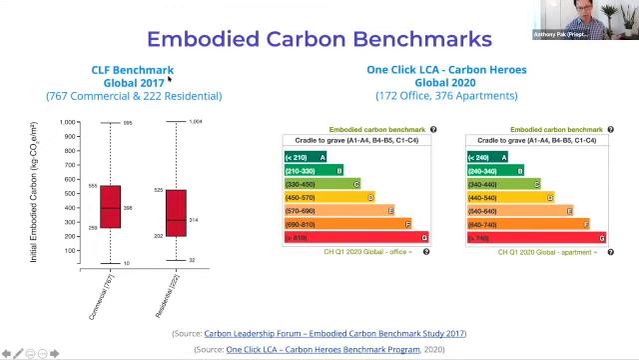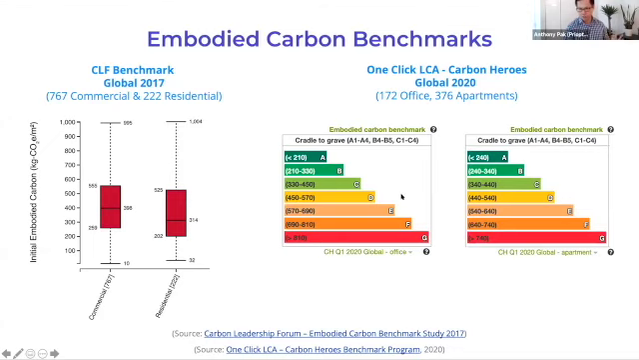So these are two different benchmarks. On the left-hand side, this is the Carbon Leadership Forum. Back in 2017, they compiled over 1,000 life cycle assessment studies of whole buildings from around the world. You can see there's a big range, anywhere from below 100 kilograms of CO2 per meter squared up to 1,000 or even higher, with many of them in the 200 to 600 range.